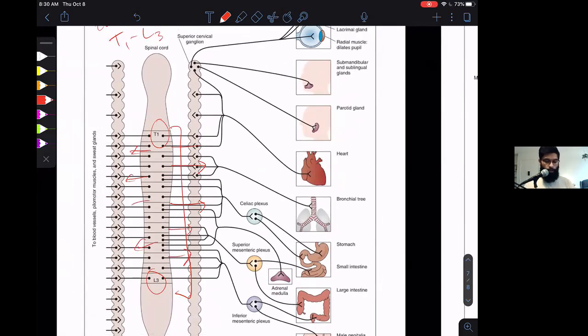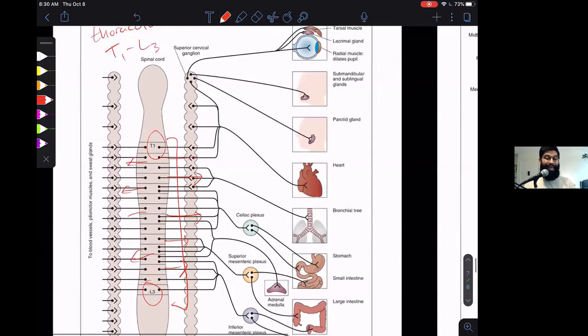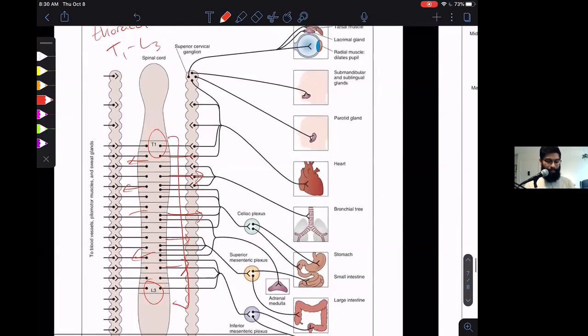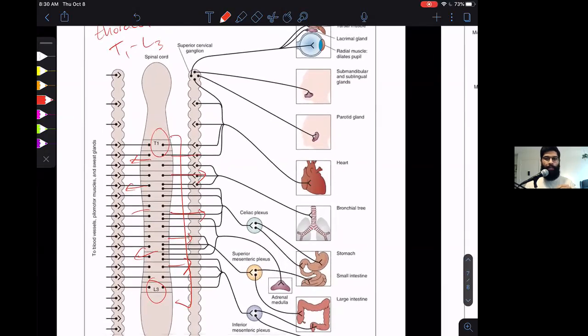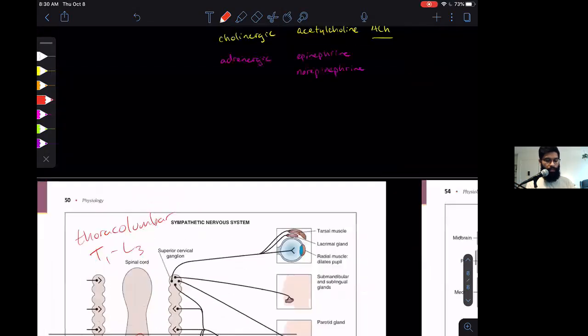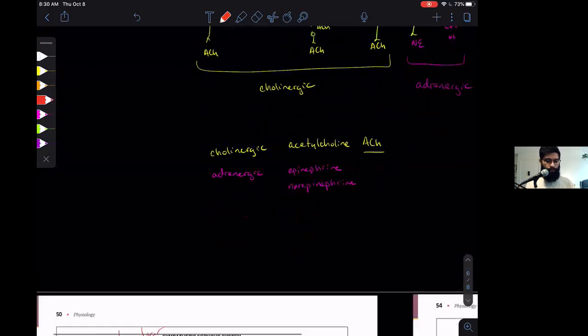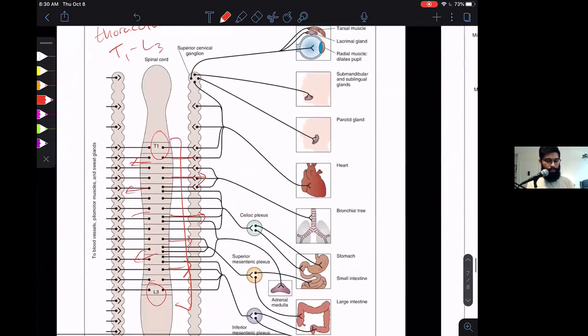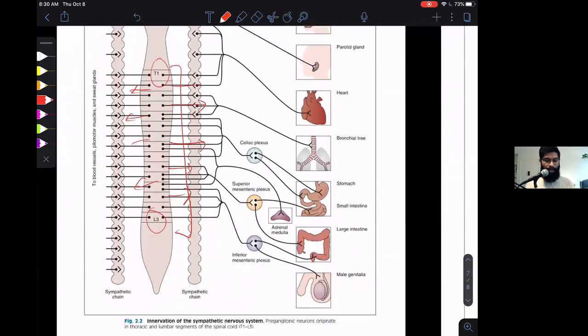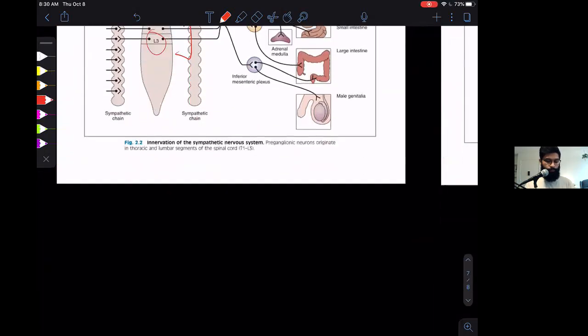And where do these go? So these go to a ganglia. So what is a ganglia? A ganglia is just a place where you have one nerve synapsing onto another nerve. Okay. So in the sympathetic nervous system, you're going to have two main ganglia. And this is known as the prevertebral and the paravertebral ganglia.